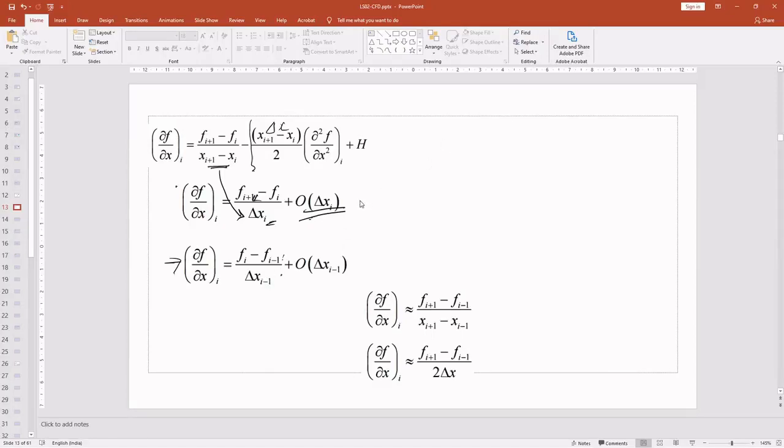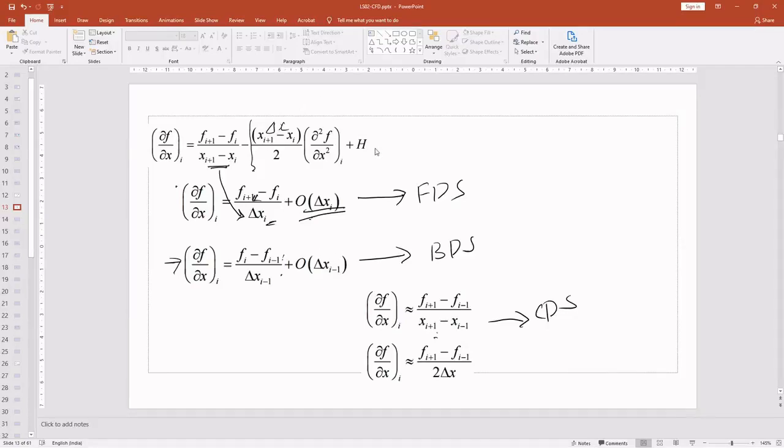So this equation is called the forward differencing scheme, FDS. This one is the backward differencing scheme because we are going backward. So these two are the forward differencing and backward differencing. If I combine these two, if I add them up, then that becomes this one. This is essentially the central difference scheme.